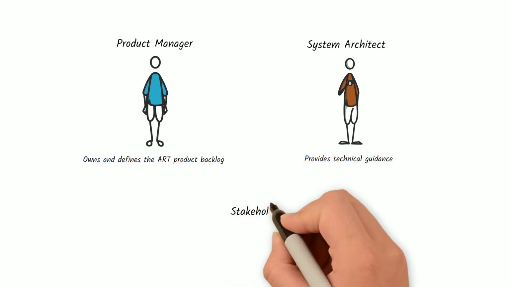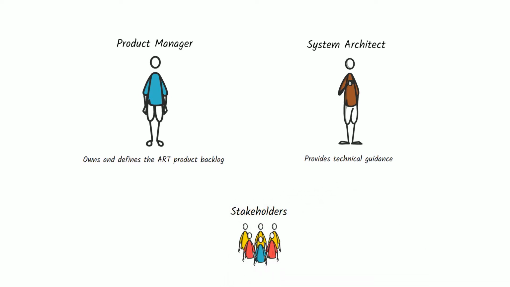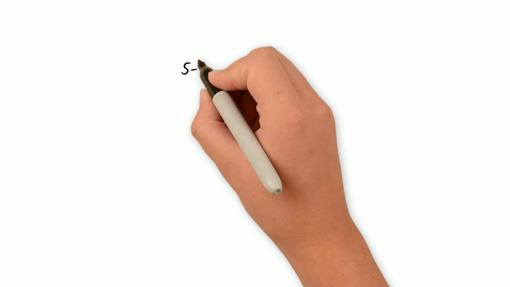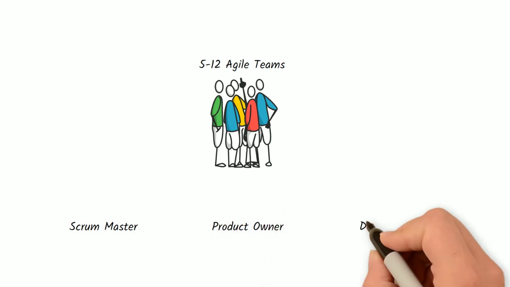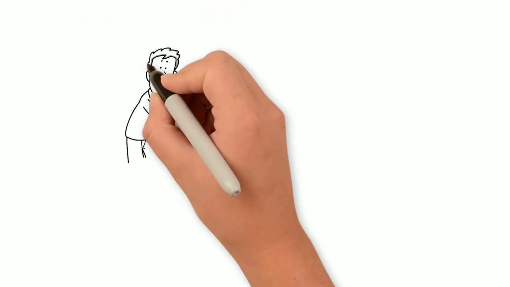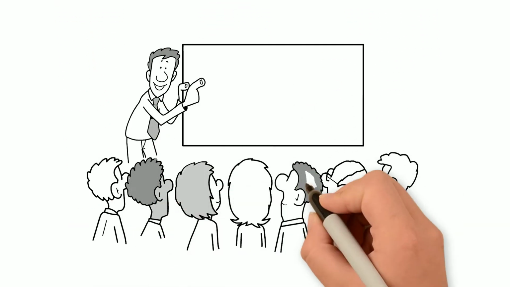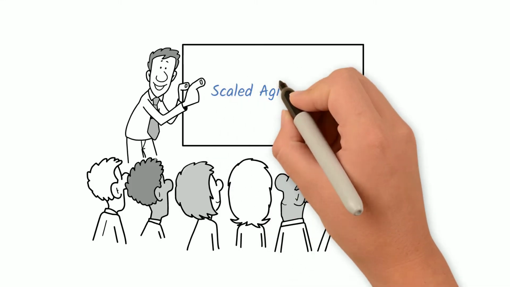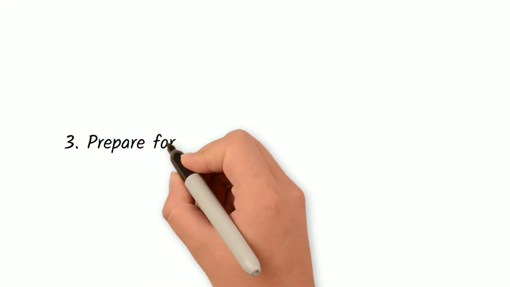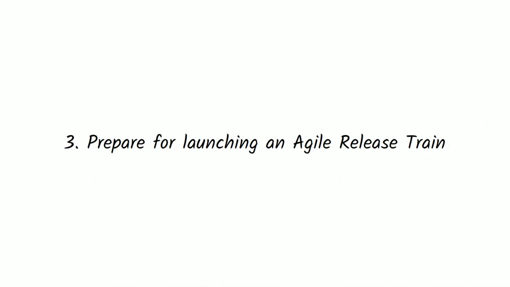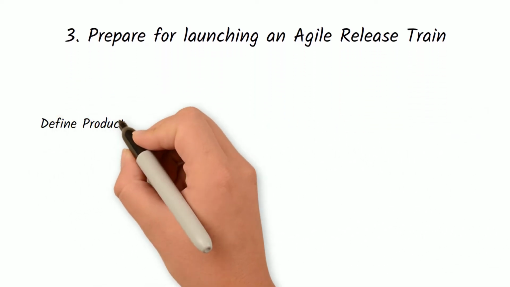Usually, each ART has its dedicated stakeholders. Outside of these program roles, each ART will be composed of 5 to 12 cross-functional agile teams, and each team has a scrum master, product owner, and the development team. Now that we have identified our teams, we want to provide them with the necessary scaled agile training so they know how to work together as teams, but also what is expected of each role in this scaled agile way of working. In step 3, we prepare for launching an Agile Release Train.